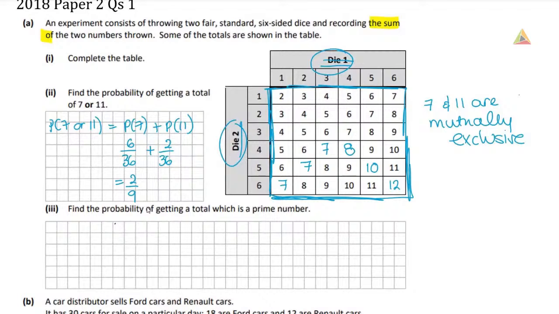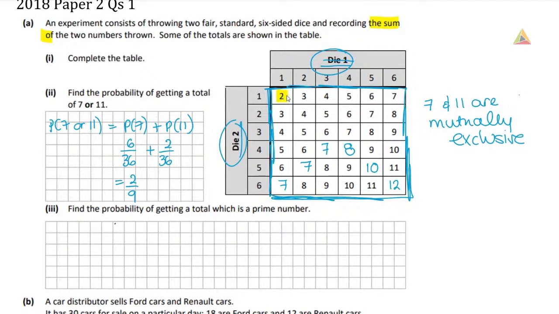For part 3, it says find the probability of getting a total which is a prime number. So to do this, we have to remember what a prime number is. A prime number is a number that only has 2 factors. The factors are going to be itself and 1, so it won't have any other factors. So we're going to mark which numbers in our sample space are prime.